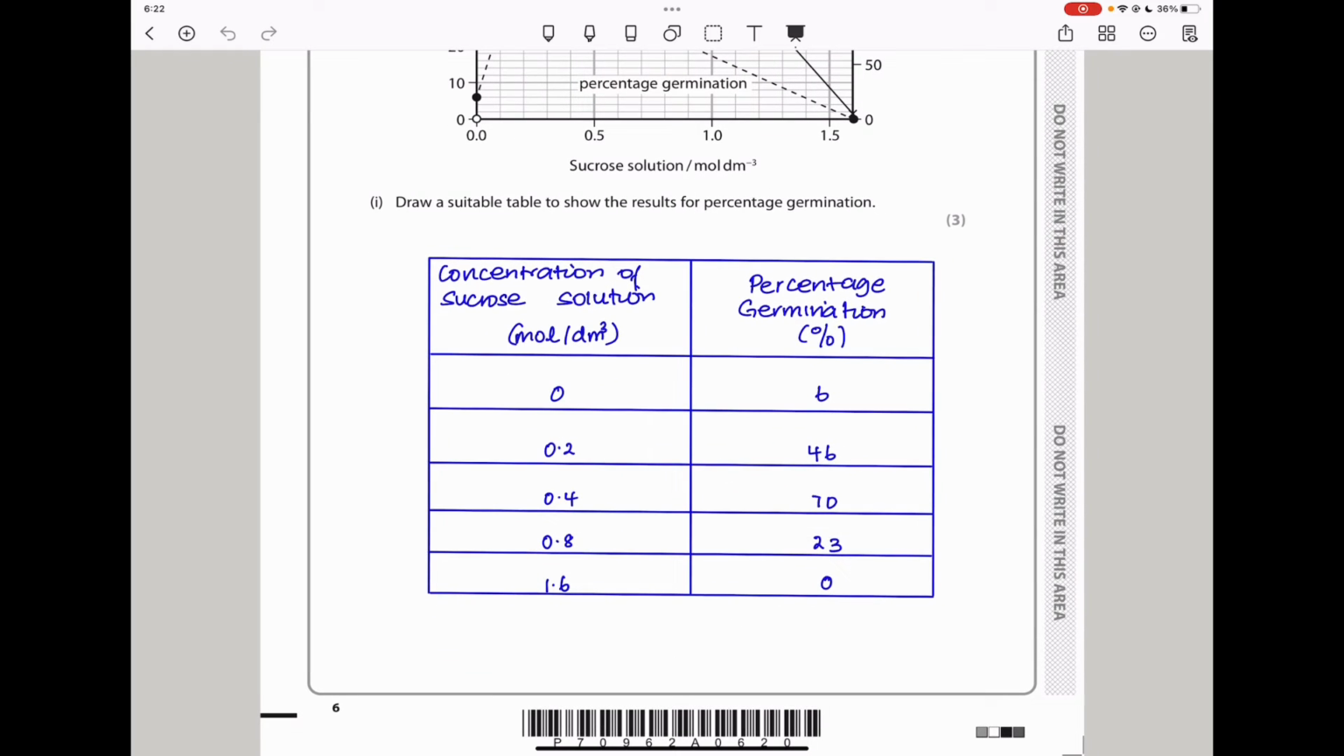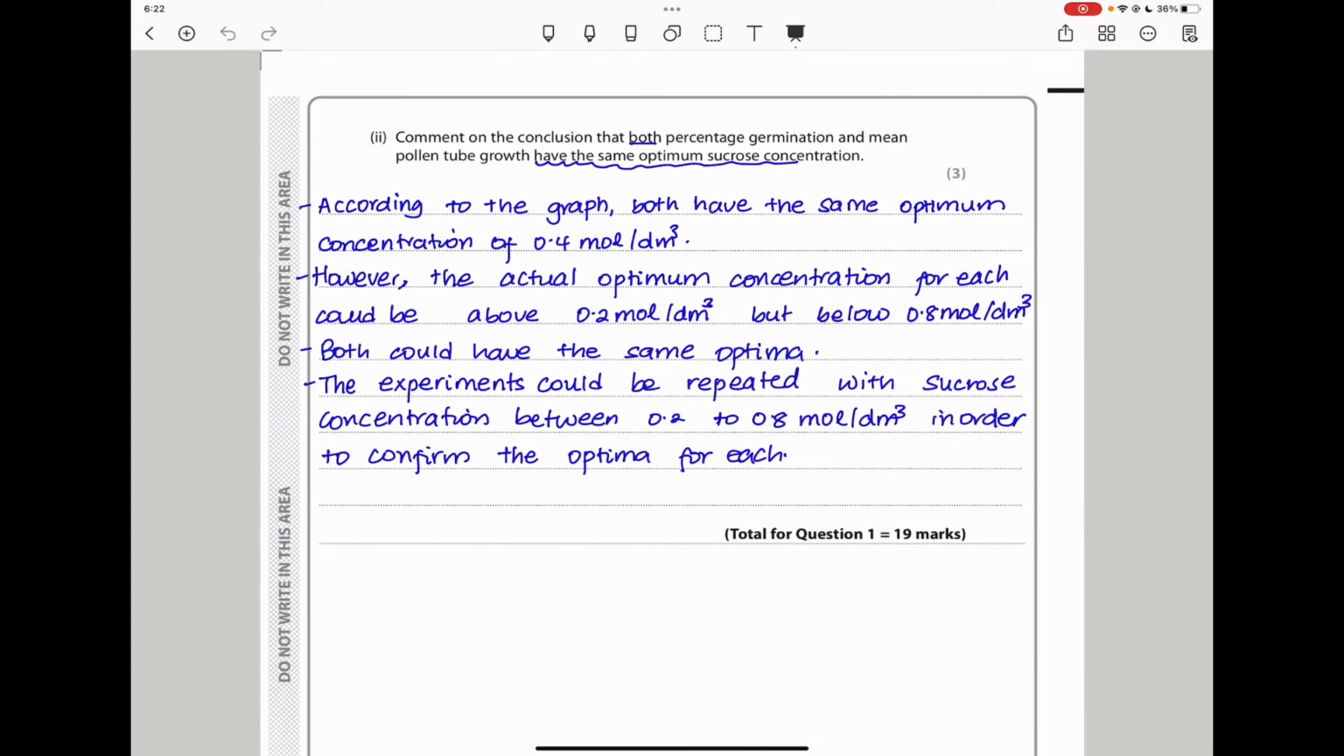Remember in a table like this, you have to put the labels as well as the units and put the correct values, and everything will be okay. Moving on. Here they say comment on the conclusion that both percentage germination and mean pollen tube growth have the same optimum sucrose concentration. I say, according to the graph, both have the same optimum concentration of 0.4 mol per decimeter cubed.